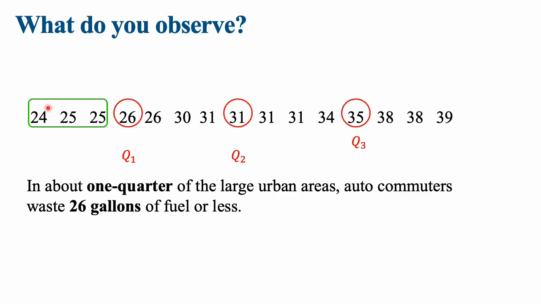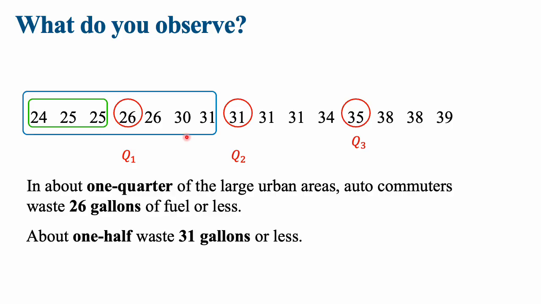Another way to say it: 25% of large urban areas, the auto commuters waste 26 gallons of fuel or less. Okay? Another one. This one is the first half. So what are you going to say? About 1/2 waste 31. That's the median. Gallons or less. That's the first half.